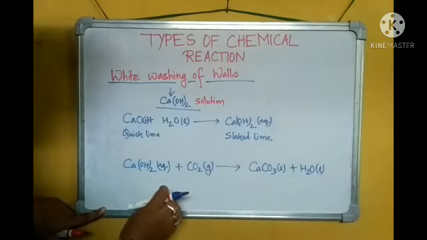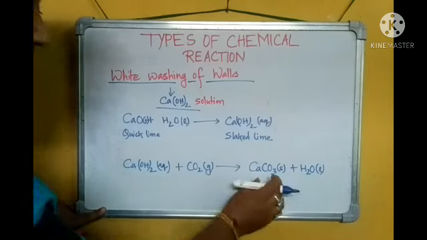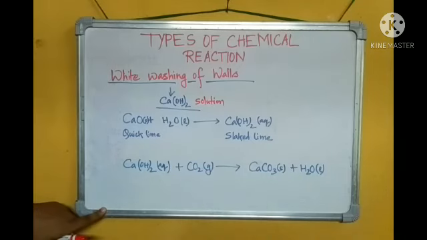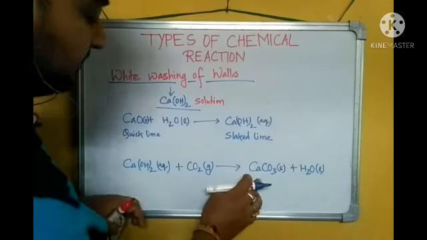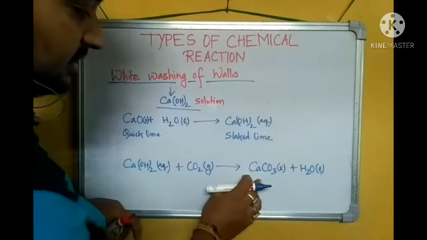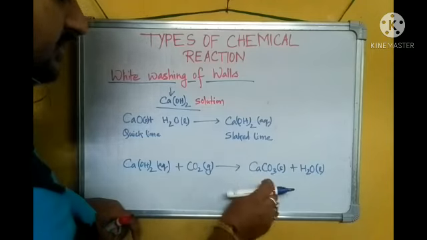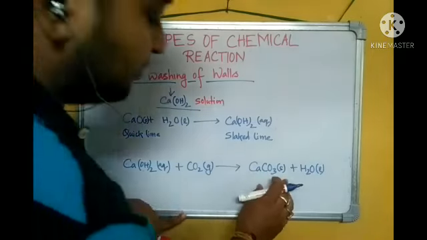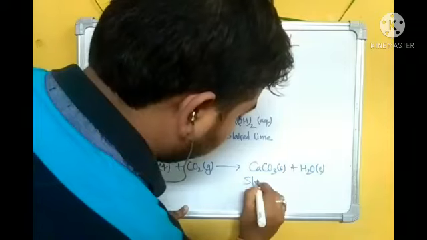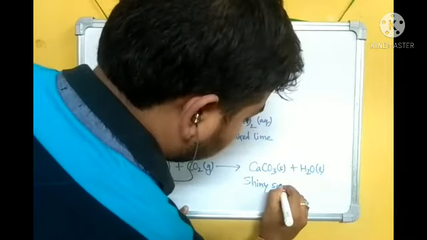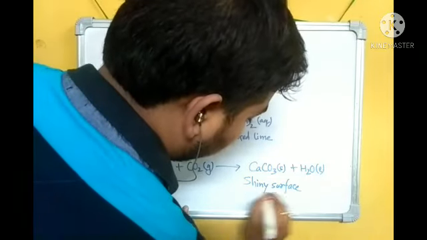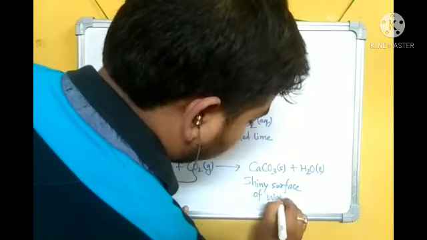So these two will react, and what will they form? Calcium carbonate. Okay, so calcium carbonate is a solid salt of calcium. Calcium carbonate is a salt, and it is produced from this reaction. This calcium carbonate gives the shiny surface of the wall after whitewashing.